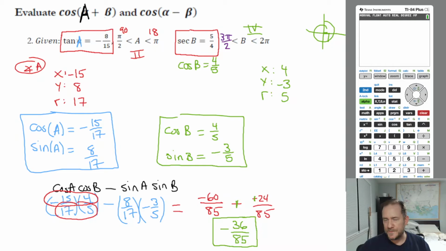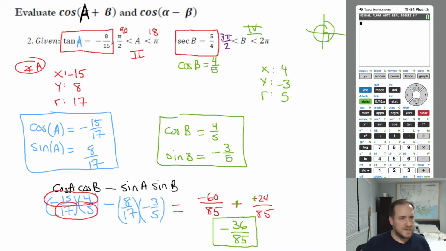Well, what we do is we figure out the actual value of A by doing the inverse tangent of negative 8/15. Again, that's going to return a negative angle, but we're trying to be in quadrant 2. So let's just add 180 to that. And then there's my quadrant 2 angle that has this tangent value. So I'm going to go ahead and store that as alpha A. Boop. So that's A, stored.